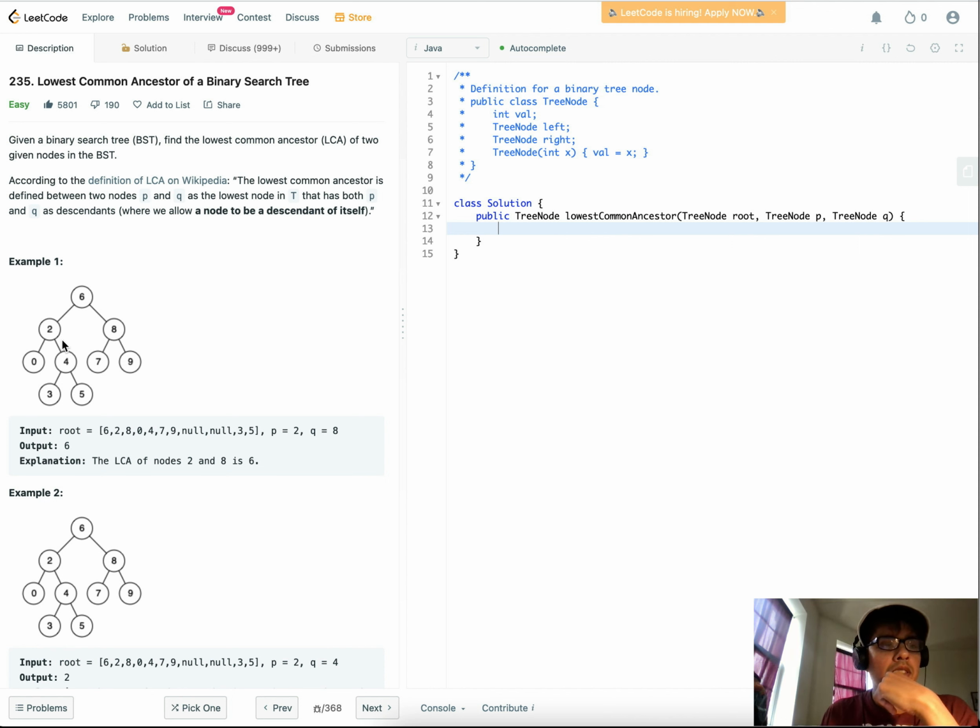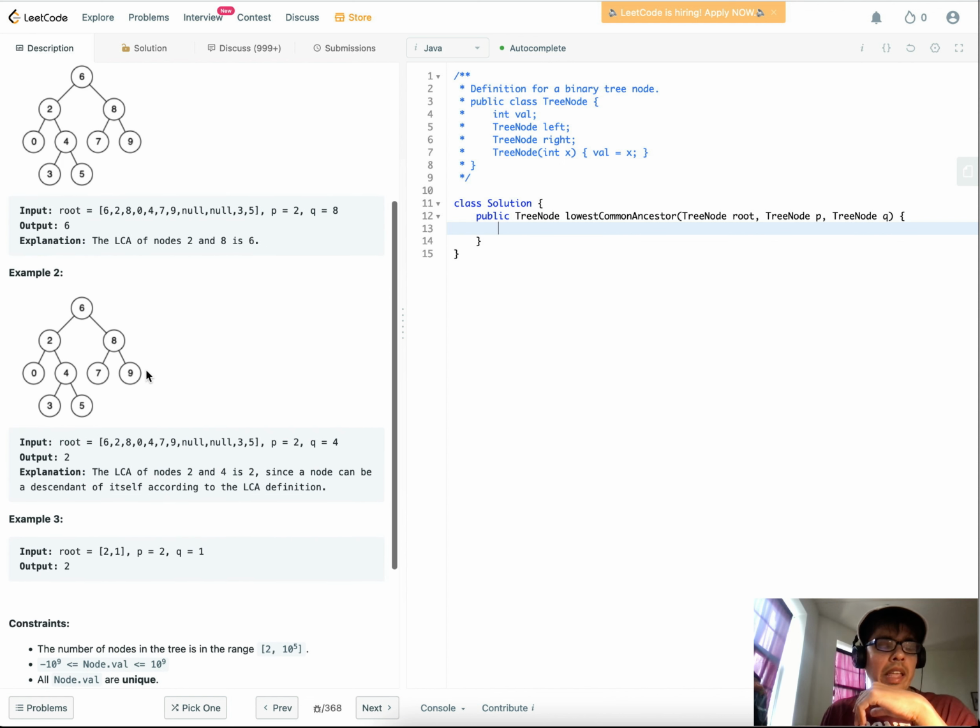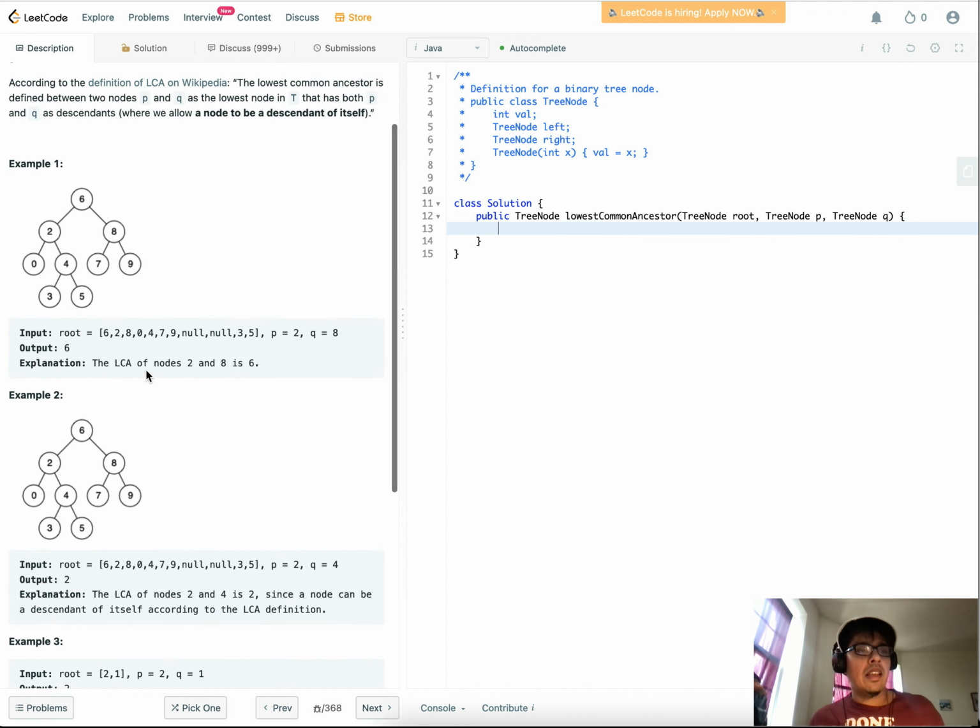Where would 2 be, or 4 be, or 5 be? They would all be in the left tree. Okay, so anything less than 6 would be in the left tree. Anything greater than 6, or greater or equal, depending on your definition, would be in the right tree. So basically, I think at this point we're assuming all nodes are unique. This is important because if all nodes were not unique, our algorithm would not be as straightforward.